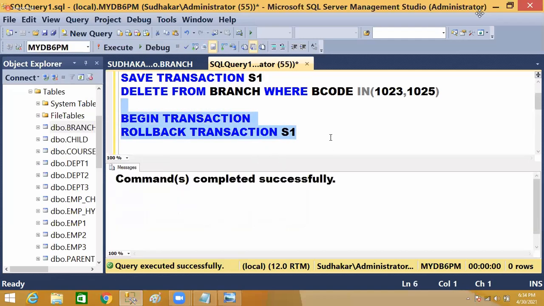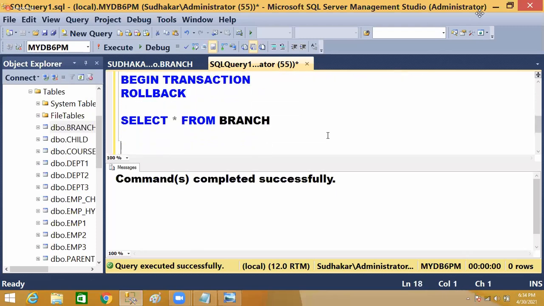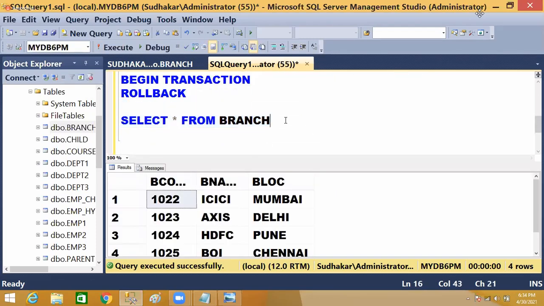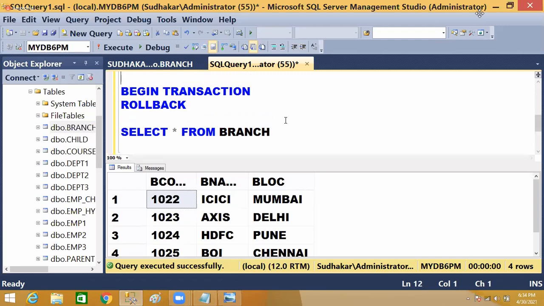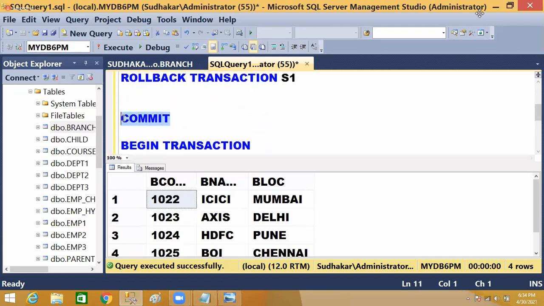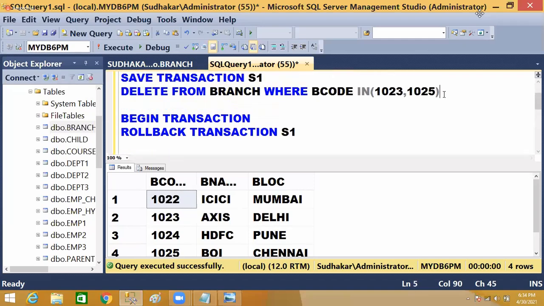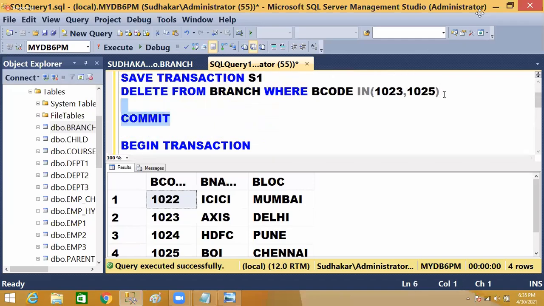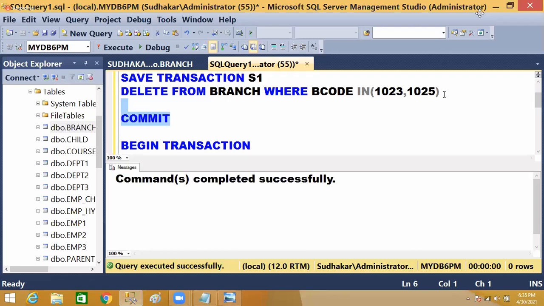S1 is rolled back in here. So 2, 3 and 2, 5 came, but 2, 1 did not come, right? Now let you see, I'm using this commit. Now I'm using this commit. Let you see, I committed now.